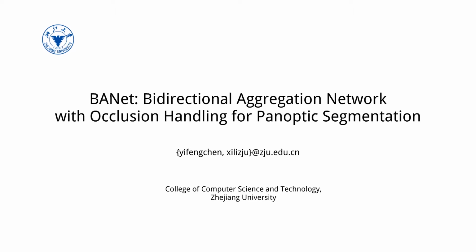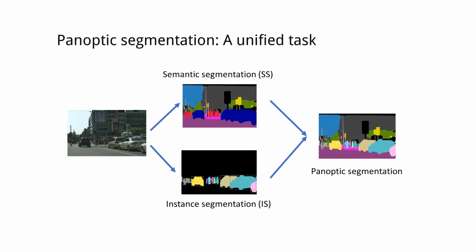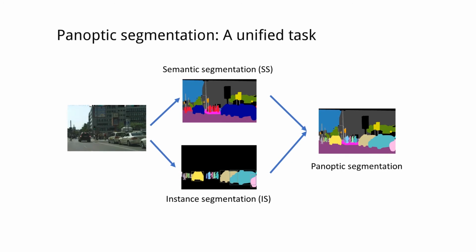Welcome to the video presentation of BANet, Bidirectional Aggregation Network with Occlusion handling for Panoptic segmentation. Panoptic segmentation is a unified task of semantic segmentation and instance segmentation. One key issue for the unified task is how we model the connection between the two subtasks.